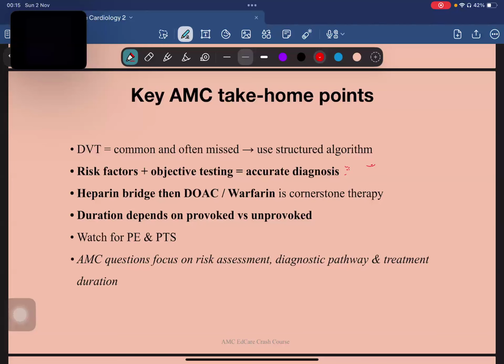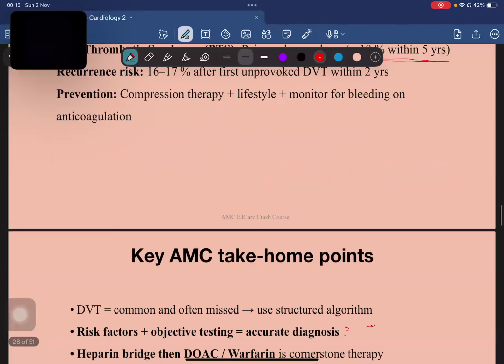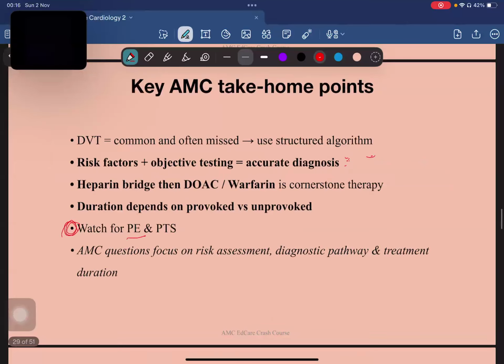And the duration, like we spoke before, is based on whether the DVT was provoked or unprovoked. So it's very important to know the type of DVT. And we've got to be aware of the complications, which we just discussed: pulmonary embolism and post-thrombotic syndrome. That's very important to know. And it's the prevention.